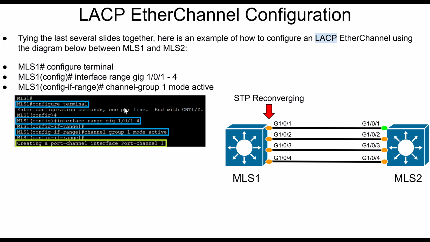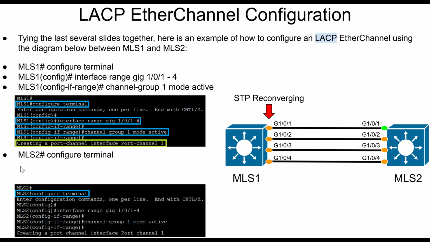As soon as we submit this command, it says right here, creating a port channel interface called Port-channel 1. So now we've got that virtual port channel interface. Spanning tree protocol starts reconverging because now instead of 4 links, this switch thinks it just has one logical link. Okay. Same thing on MLS2.